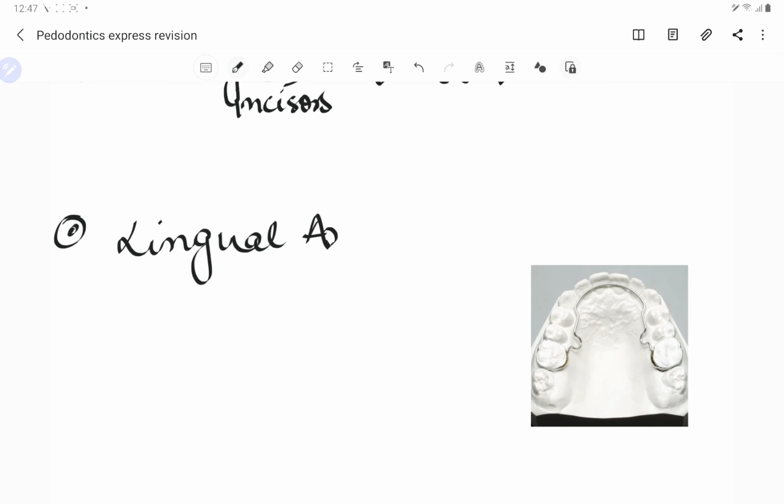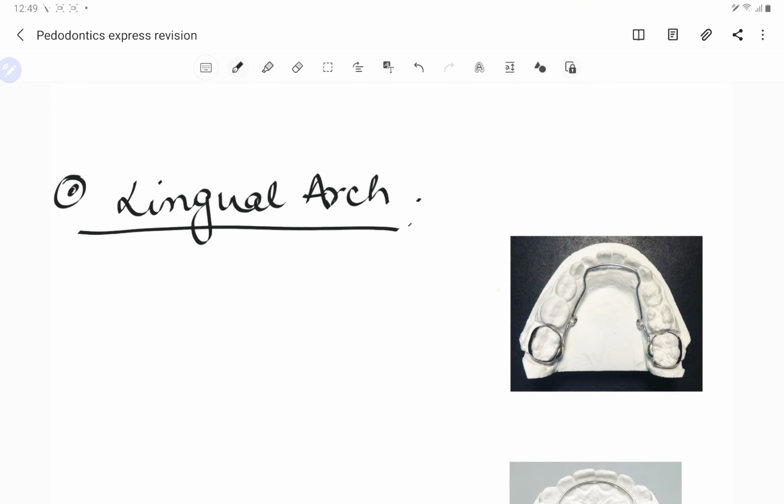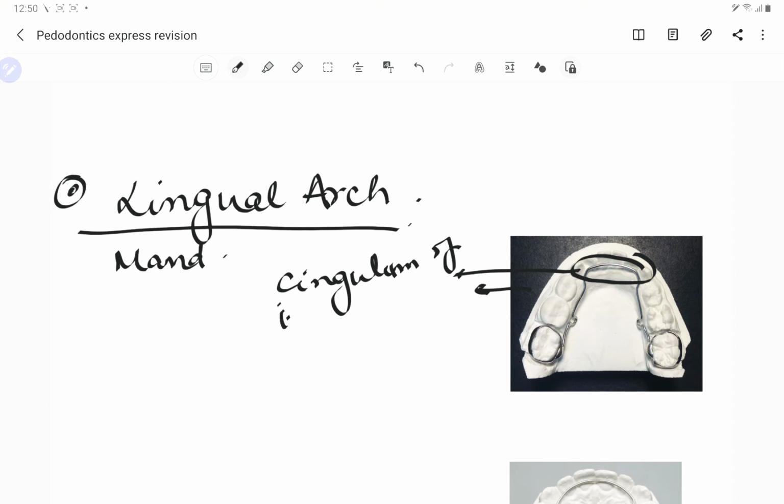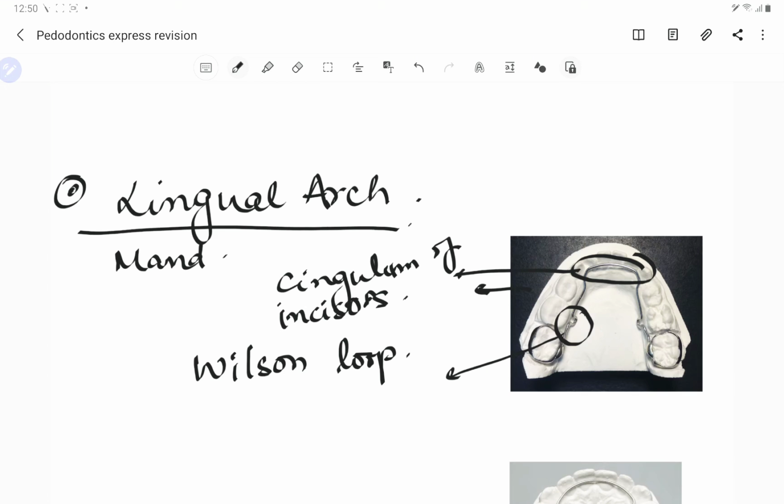Next one over here in the diagram, guys, we have is the lingual arch space maintainer. You can see that it is present on the mandibular teeth. That is why it is lingual, and it goes lingually. And you can see here, guys, that the arch wire is resting on the cingulum of the incisors. Also you can see a loop which is present mesial to the first molars. This loop is the Wilson loop or the U loop. This is just to have some length if you want to do some adjustment.